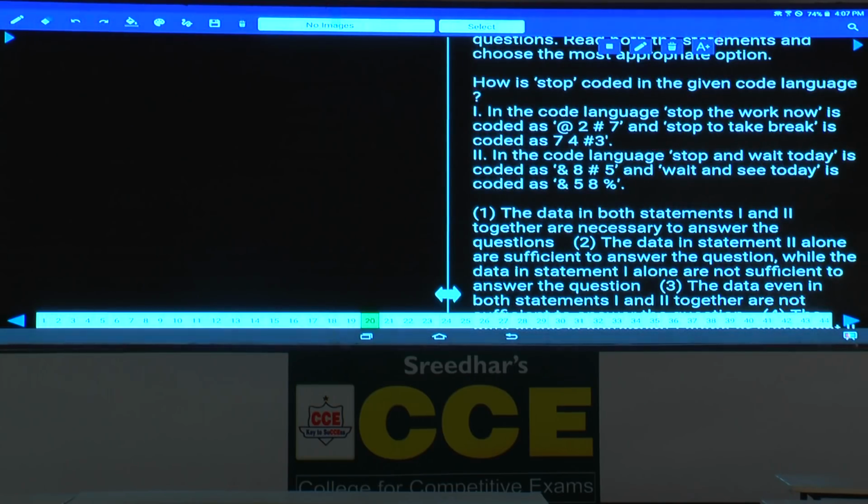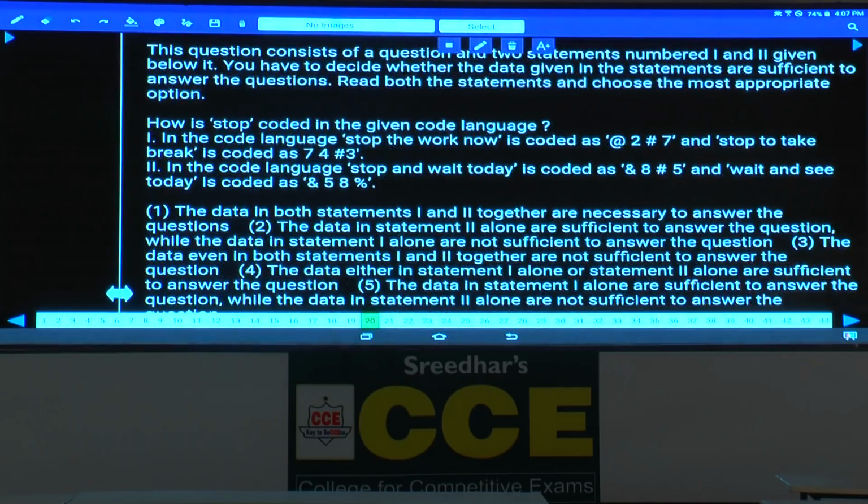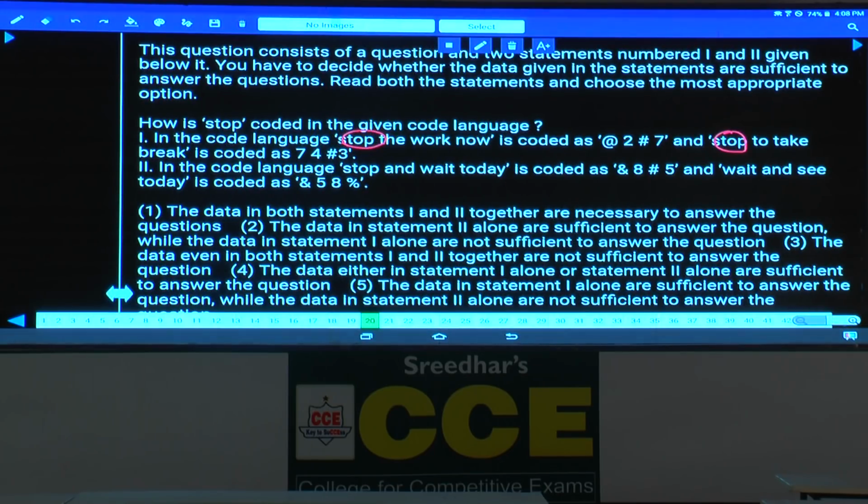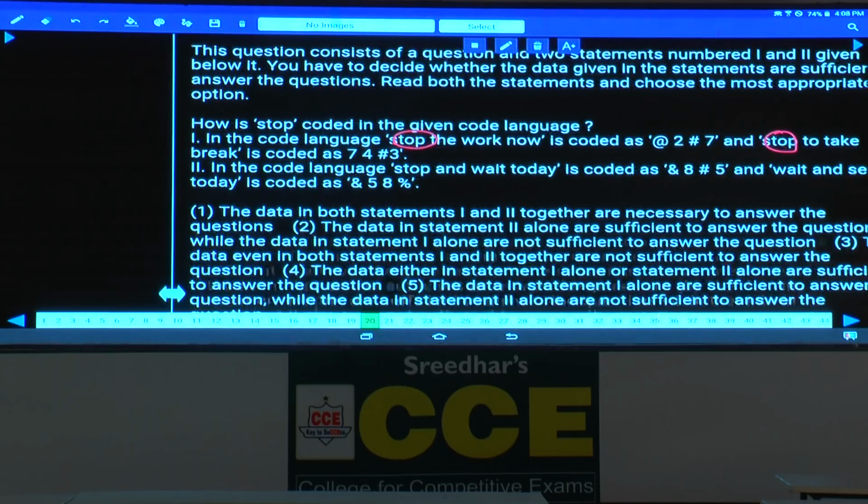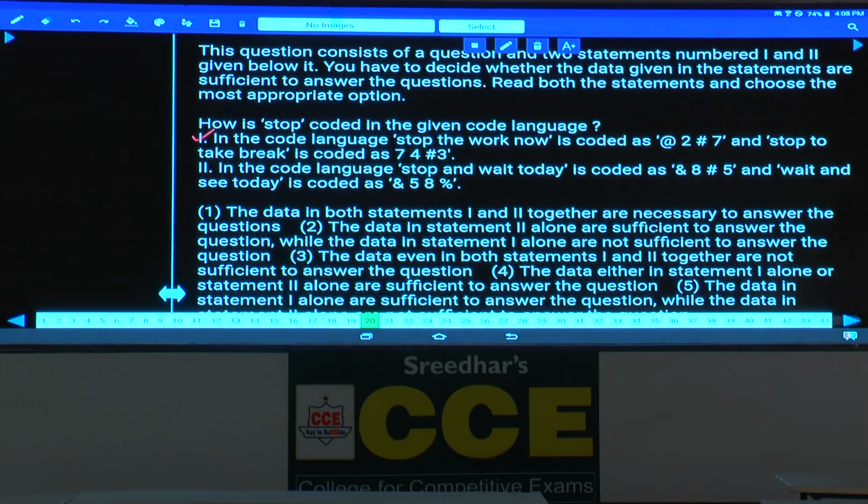Now in this 20th question, it is coding and decoding. How is "stop" coded in the given code language? In statement 1: "stop the work now" and "stop to take break". Now tell me, in statement 1 alone, which word is common here? Stop is the only word which is common. As only one word is common, one code will be common. Hence I am able to determine the code for this "stop". Are you agreeing with this or not? Hence 1 alone is sufficient.